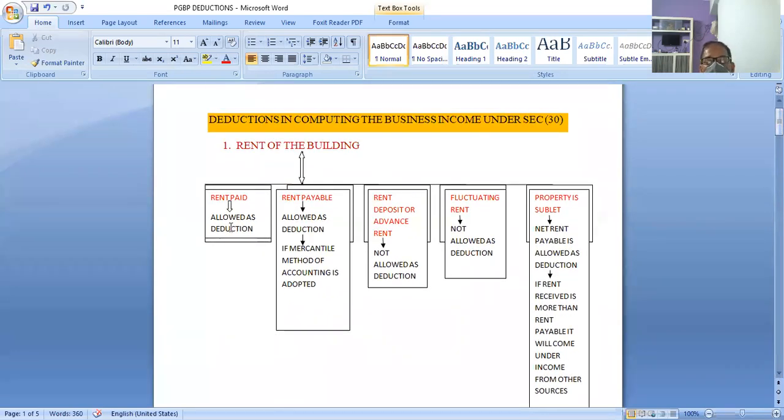Rent paid, you can allow deduction immediately. Rent payable, if they follow the mercantile system, allow deduction. If they follow the cash system, not allowed. Rent deposit and advance rent, not allowed. Fluctuating rent, not allowed. If the property is sublet to another party, net rent payable is allowed, or if you're getting a surplus, it should be treated as income from other sources. That means the surplus should be ignored. In profits and gains from business and profession, this is the first expenditure or first deduction.